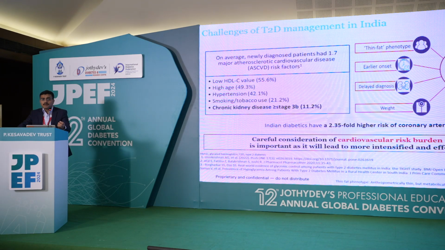And most of our patients are uncontrolled with an A1C of more than 7 and with increased comorbidities. We should understand that with all these factors, Indians tend to have 2.35-fold higher risk of coronary artery disease. And so when you think of a diabetic who is walking into our OPD, we should also understand that the cardiovascular risk burden of these patients is much, much higher.